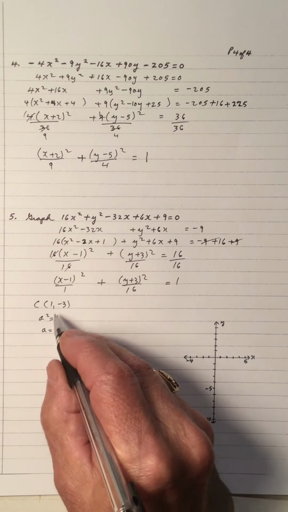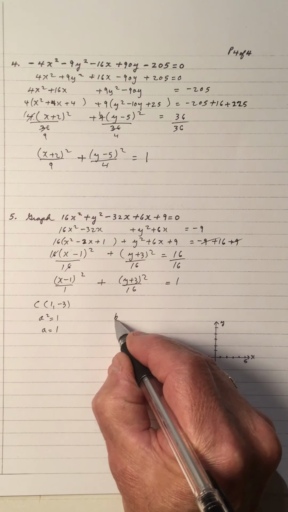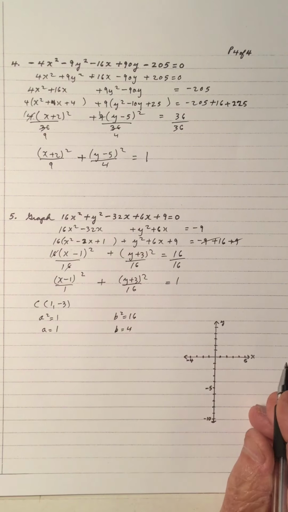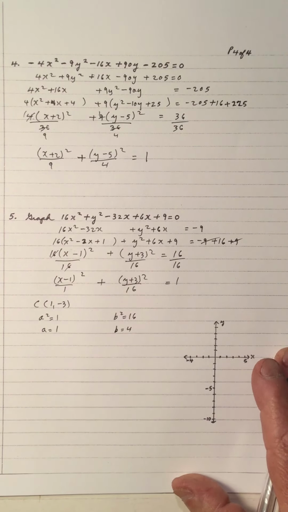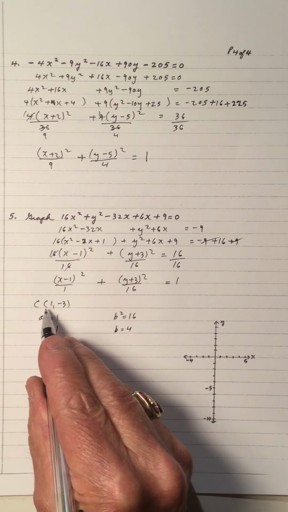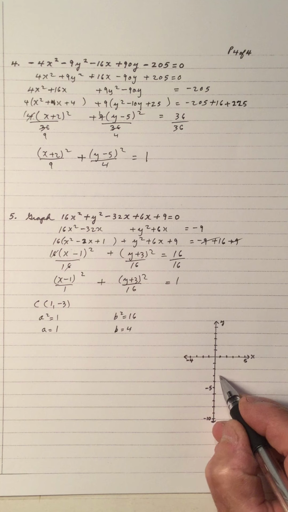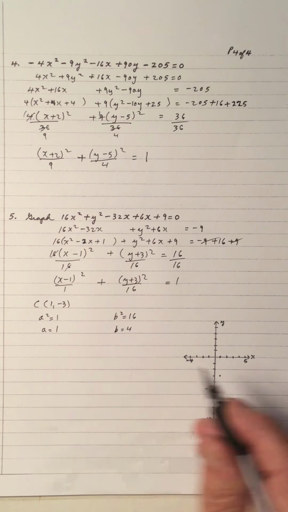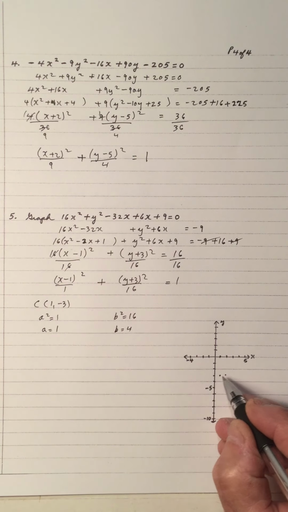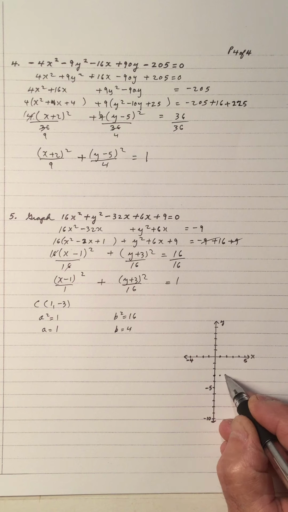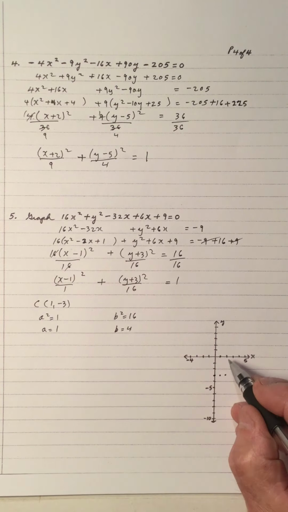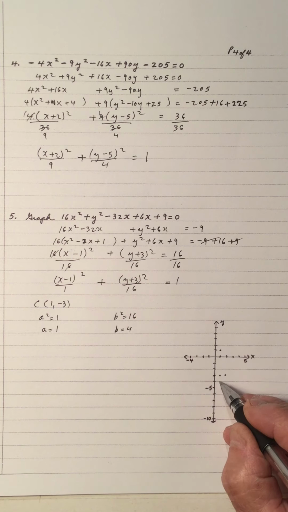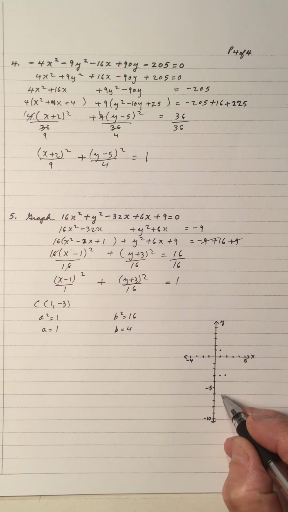Could be plus or minus, but we just said horizontal stretch is 1. B squared is 16, so b is 4. Vertical stretch is 4. So we want to graph this, so we plot the center. The center is 1, negative 3. X is 1, y is negative 3, right there. The horizontal stretch is 1, so we'll go 1 to the right and 1 to the left. The vertical stretch is 4, so we'll go 4 up, 1, 2, 3, 4. And we'll go 4 down, 1, 2, 3, 4.